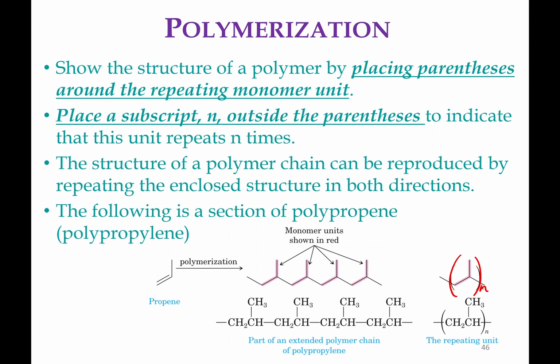Now, the structure of polymer chains can be reduced by repeating the enclosed structure in both directions. This is from polypropylene, which is polypropene. So this is our repeating unit here. And when it polymerizes, propene becomes many propenes. And you might also see this known as polypropylene.